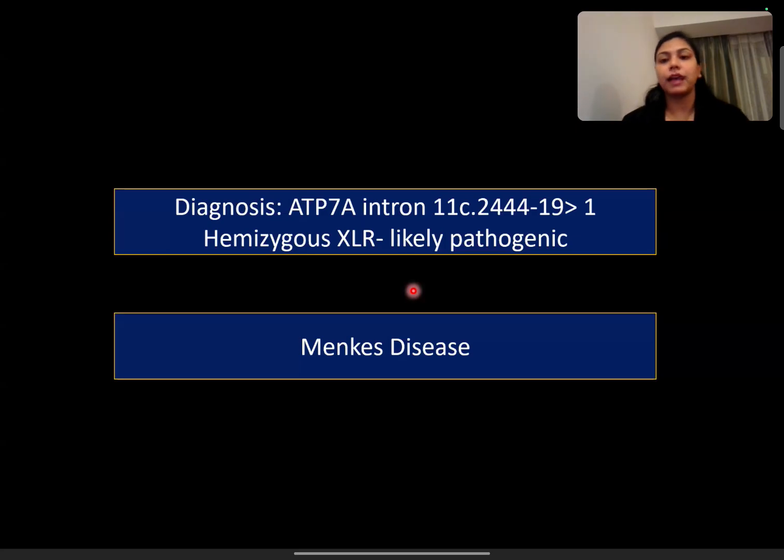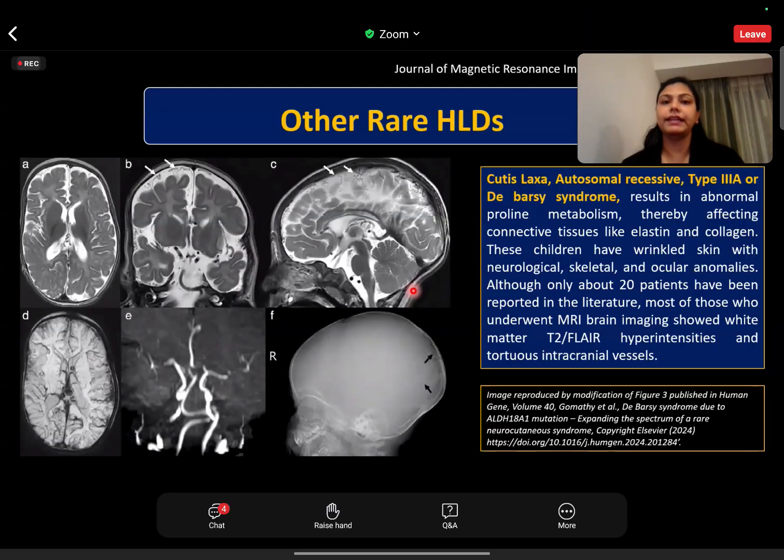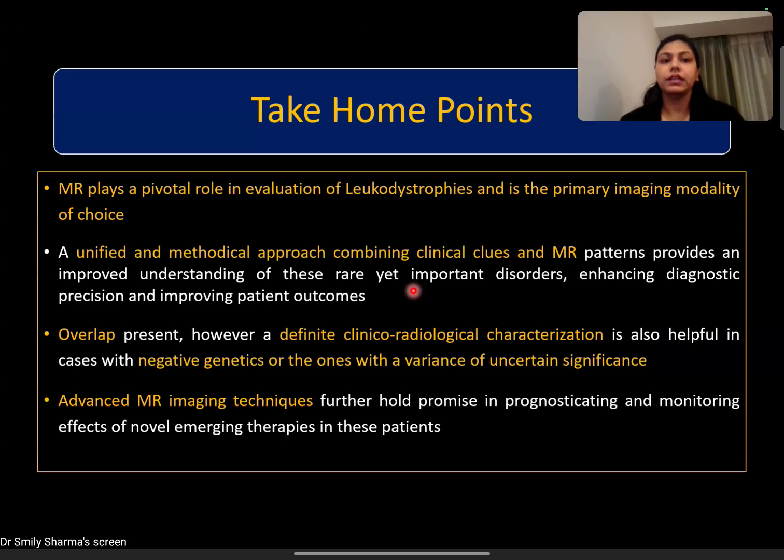So we have discussed hypomyelinating leukodystrophies, and we discussed demyelinating leukodystrophies in the last lecture. MR plays a very important role in evaluation of leukodystrophies, and a unified approach, including both clinical clues and MR features, can help us in improved understanding of these important disorders. There is a definite overlap present, so whenever a case comes to us, we will definitely not give one diagnosis. But if there are certain specific features, for example, 4H syndrome, along with hypomyelination, and the patient has variants of uncertain significance or negative genetics, then we can tell that this is a very specific diagnosis and we can provide a clue towards the diagnosis.